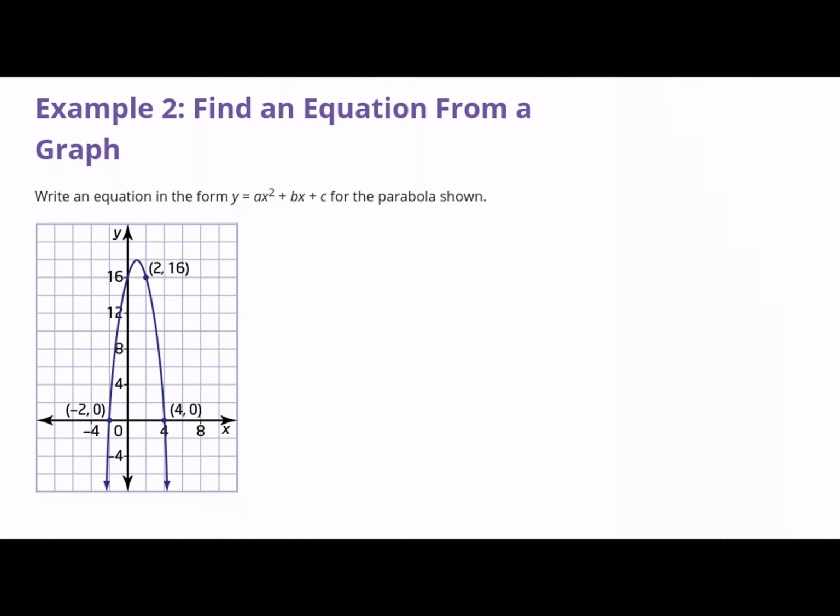So example 2, find an equation from the graph. This is kind of backwards. Now they're giving us a graph, they're giving us certain points, and we need to figure it out from there. So we've got to look at what information we have. We have a random point up here, just a point. We have an x-intercept down here. We have an x-intercept over here.